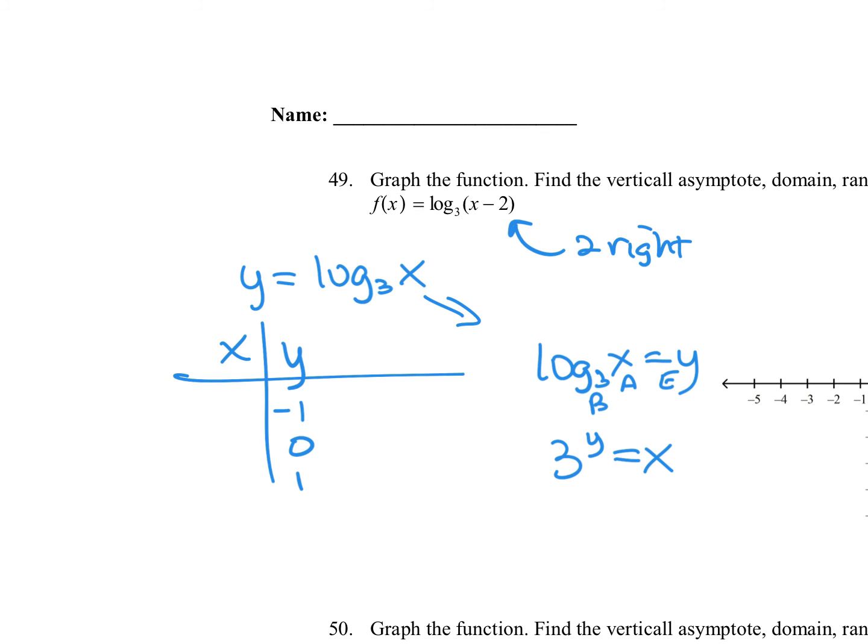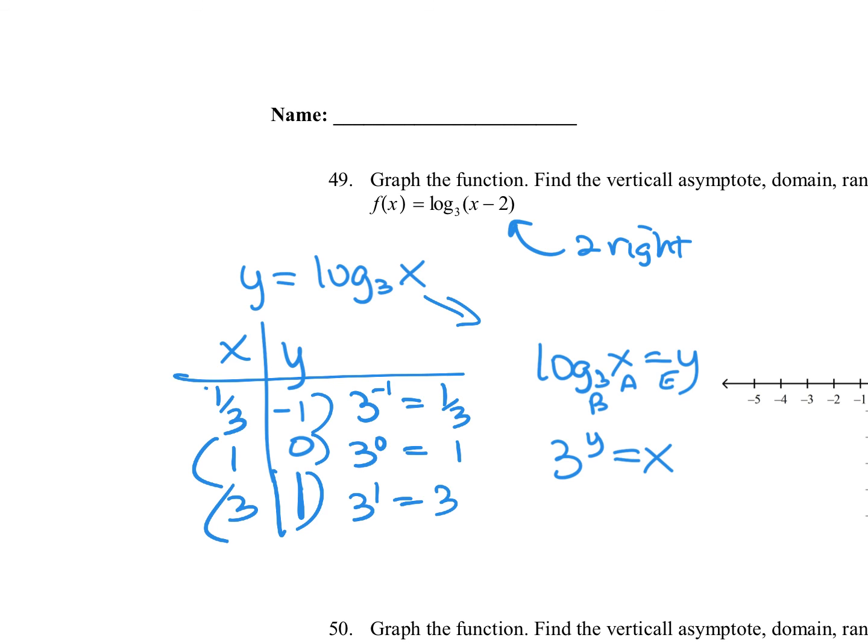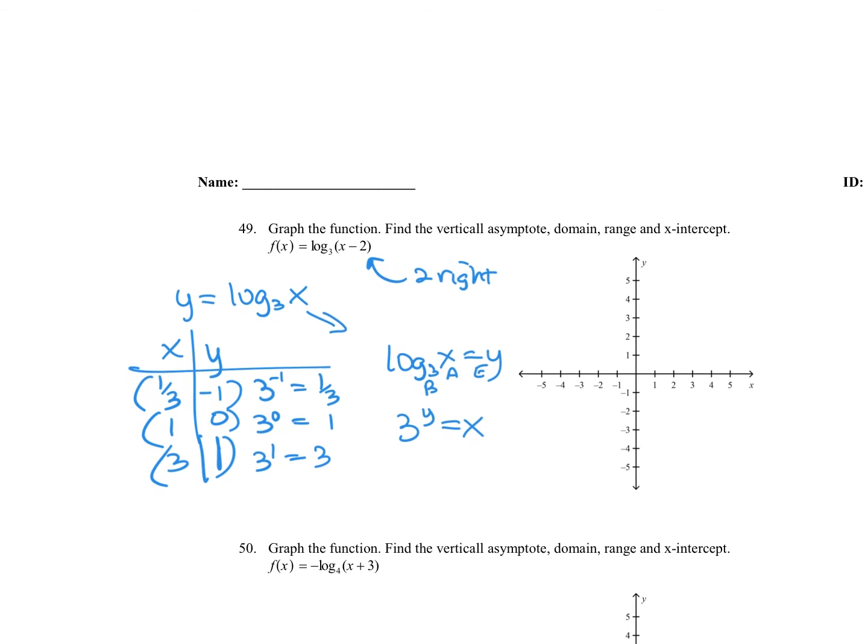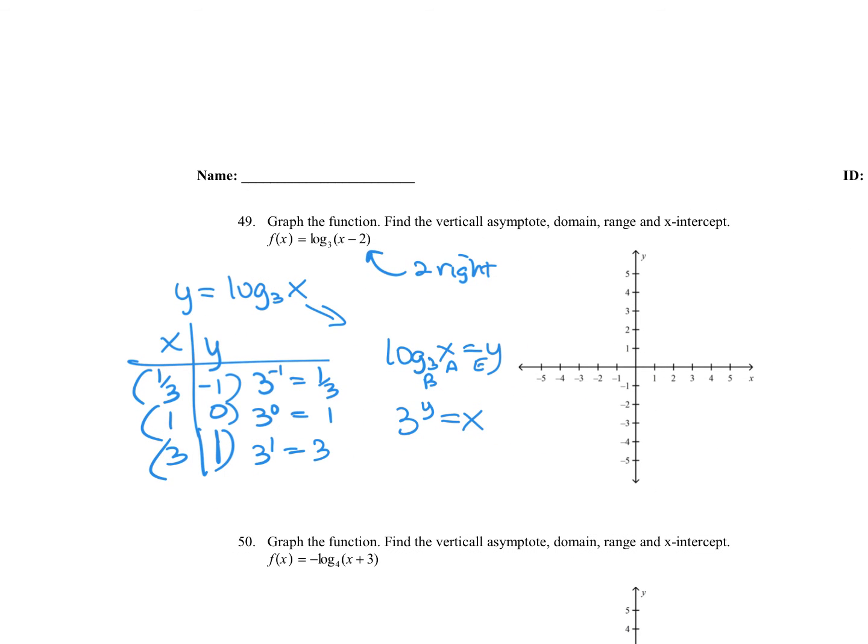So then what I would do here is plug in 3 to the -1. That's going to be 1/3. 3 to the 0. That's going to be a 1. 3 to the first. It's going to be a 3. So then the ordered pairs that you can graph are right here now. So we would come over here and graph 1/3, -1, 1, 0, and then 3, 1.